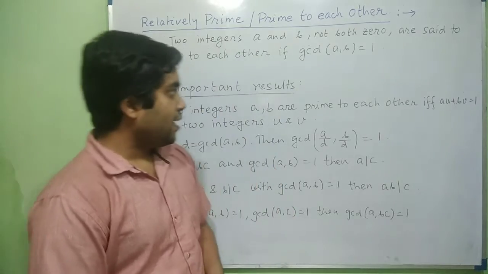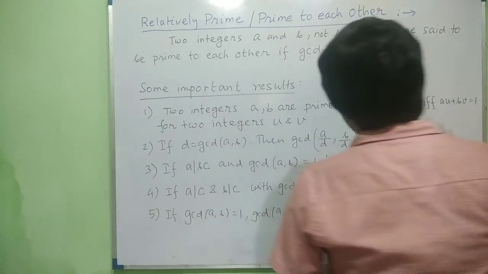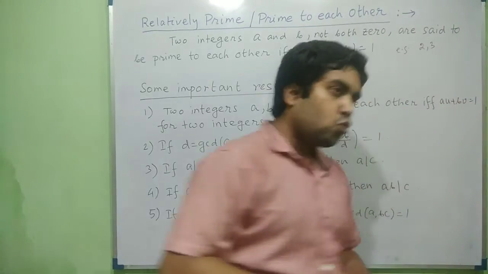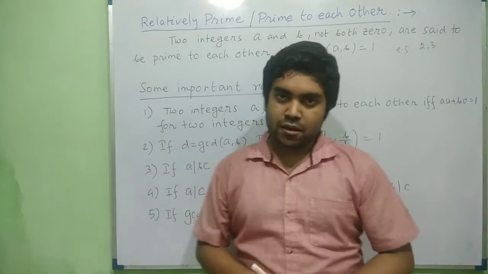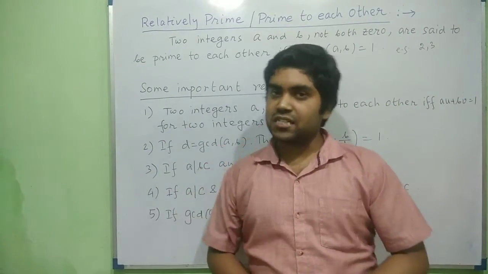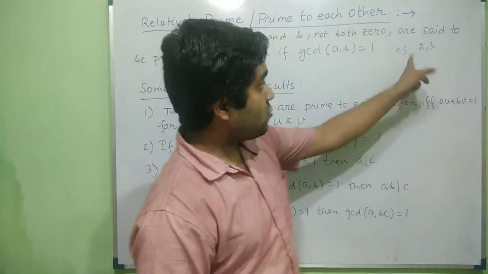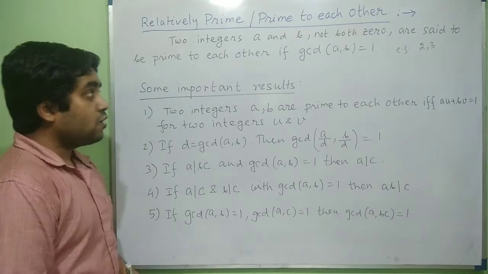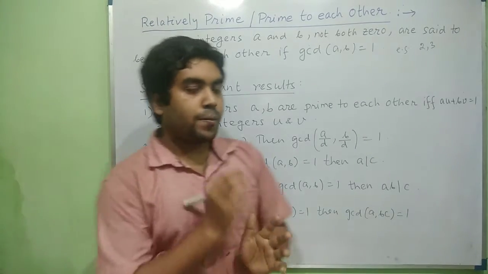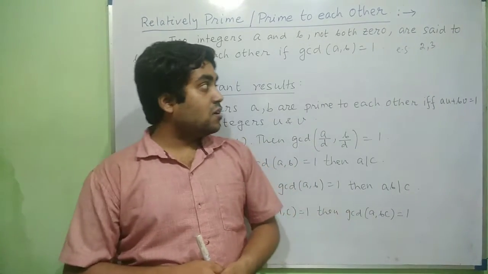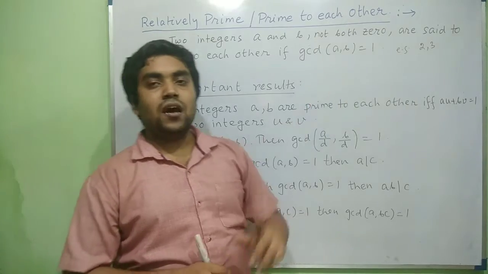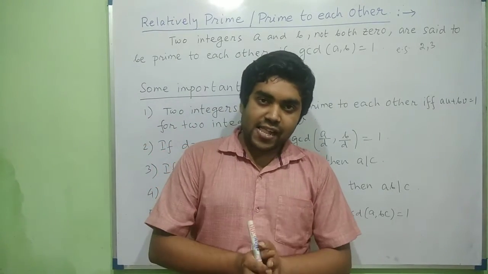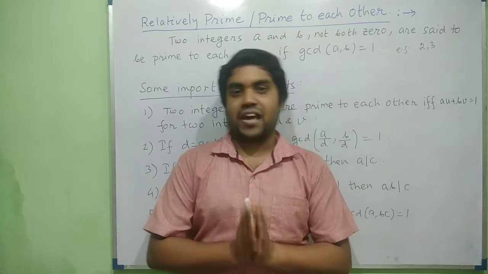That means if we consider two integers, for example 2 and 3, 2 and 3 are themselves prime numbers, so their GCD is obviously 1, so we can say that 2 and 3 are prime to each other. But it is not necessary for the concept of relatively prime or prime to each other that the integers a and b are always prime. They themselves may not be prime.